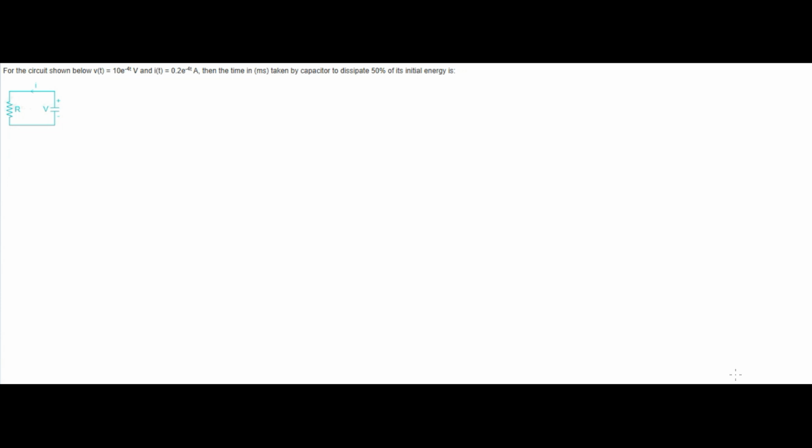Here in this question, the circuit is given below. With V of t, they have given it clearly as an exponential term, and I of t is also an exponential term. The time is in ms, and it is the time taken for a capacitor to dissipate half of the initial energy. The capacitor acts like a tank.